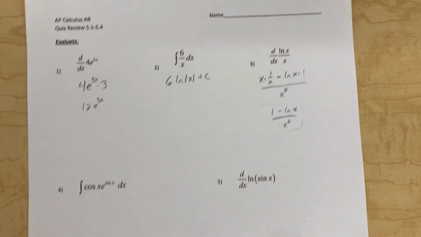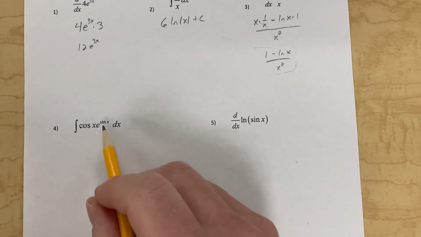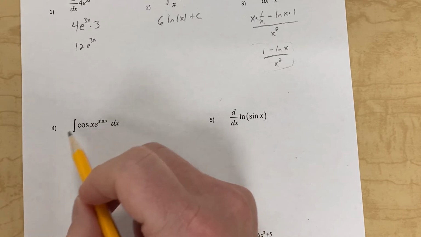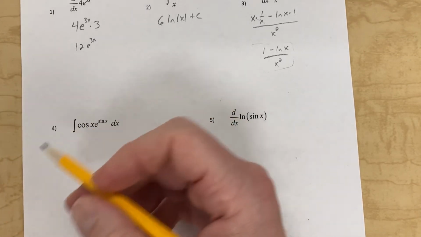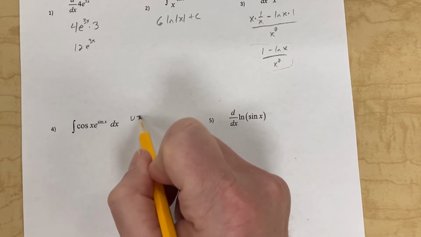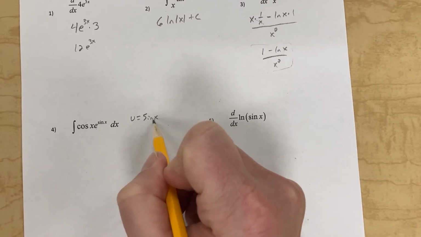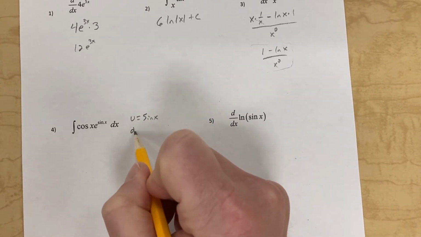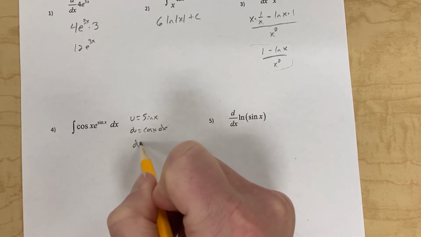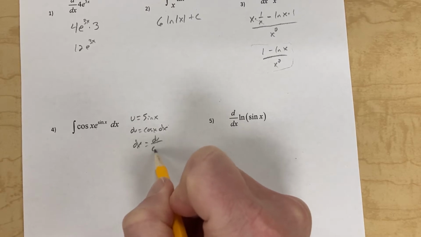For number 4, we're integrating, and I've got e to the sine x. Now again, I can integrate e to the x or e to the u all day long, but if it's got anything more complicated than that, then I need to do u sub. So I'm going to make the sine x equal to the u. That means du is going to be cosine x dx, which means dx will be du over cosine x.